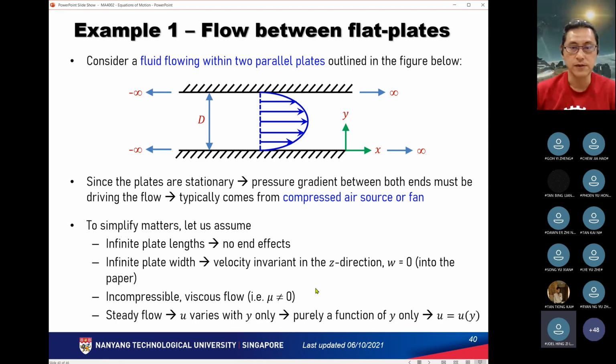Let's not complicate matters. Let's assume that the flow is incompressible, but with non-zero viscosity. That would be more realistic. Again, to simplify matters even more with reasonable simplifications, let's assume the flow is steady. If the flow is steady, any del by del t terms will go to 0. The horizontal velocity component u varies with the distance between the two flat plates, based on the coordinate system here, such that u is purely a function of y only. That means we can express u as a function of y.